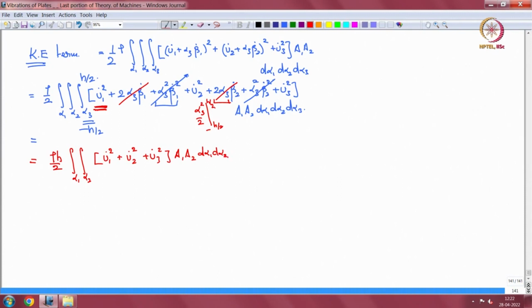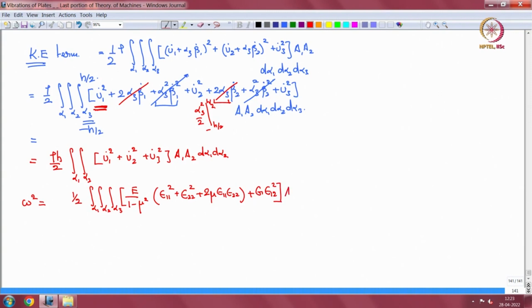So within the Kirchhoff level approximation or Euler-Bernoulli level approximation, our omega square, the Rayleigh quotient, looks like this: 1/2 integral alpha 1, alpha 2, alpha 3, E by 1 minus mu squared, of epsilon 11 squared plus epsilon 22 squared plus twice mu epsilon 11 epsilon 22 plus G epsilon 12 squared, A1 A2 d alpha 1 d alpha 2 d alpha 3. Okay, this is Vm.